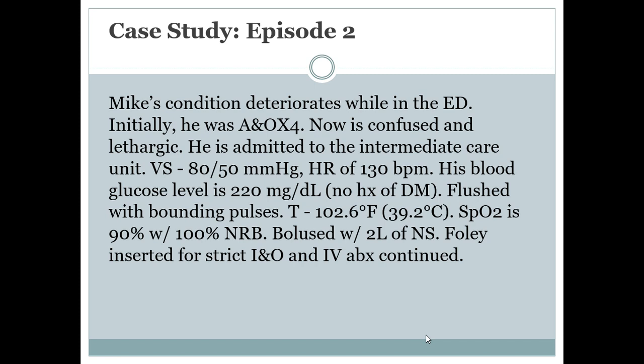Vital signs are 80/50. Looks like his blood pressure dropped a little bit. Heart rate's 130. That's gone up. His blood glucose level is 220. Remember, no history of diabetes. Flushed with bounding pulses. Temperature 102.6, 39.2. His SpO2 is 90% on 100% non-rebreather.